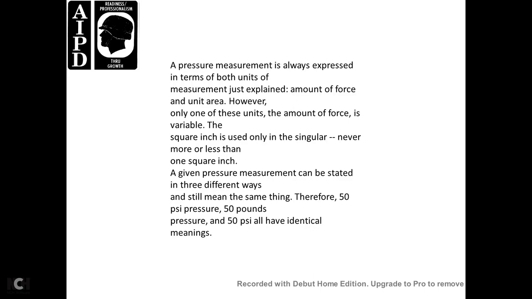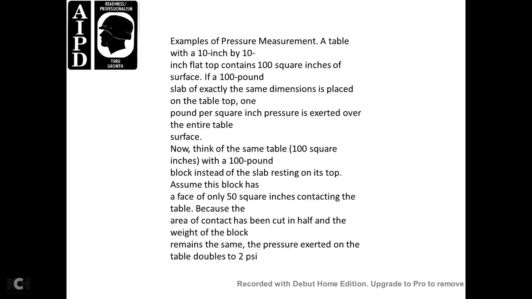The square inch is used only as a single unit, never more or less than 1 square inch. A given pressure measurement can be stated in three different ways, still meaning the same thing. Therefore, 50 psi, 50 pounds per square inch, and 50 pounds of pressure all have identical meanings.